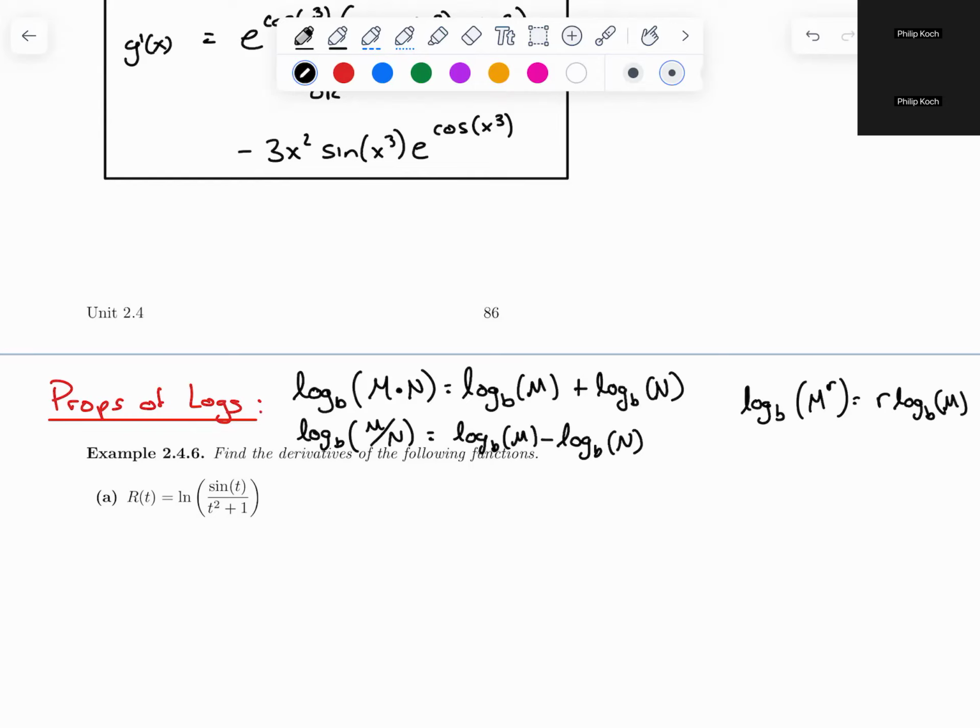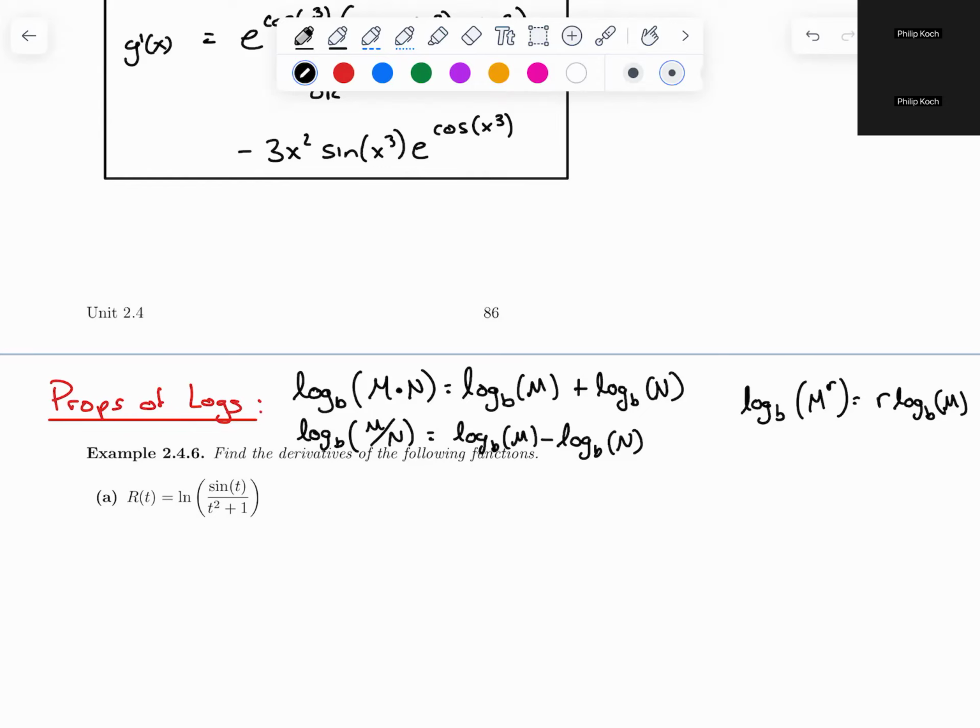There's more, of course, but those are the three big ones. Multiplication on the inside becomes addition on the outside, division on the inside becomes subtraction on the outside, and exponents become multiplication on the outside. I'm bringing them up now because they will play a role later. There's a thing called logarithmic differentiation that hinges upon this fact. So that's something to think of in the future.